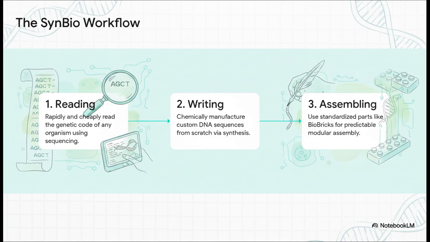And finally, you assemble and test it all. This is the classic engineering loop. Design, build, test, and learn. You come up with a design for a genetic circuit, you print the DNA, pop it into a cell, and see what happens. And you just keep repeating that cycle.